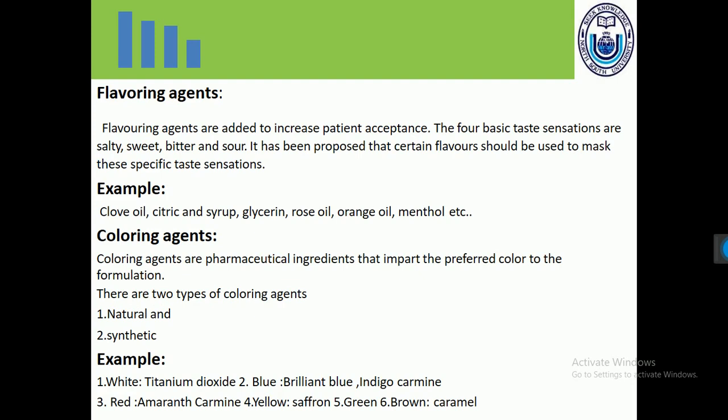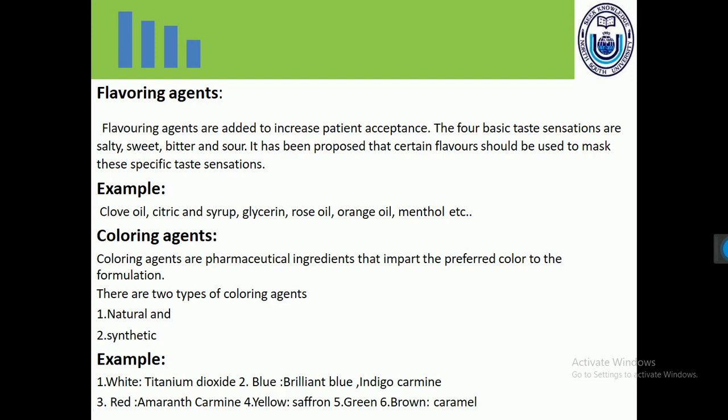Another excipient is the flavoring agent. Now what is a flavoring agent? Flavoring agents are usually added to the formulation in order to increase patient acceptance. How do we increase patient acceptance? It means the patient becomes able to accept it.